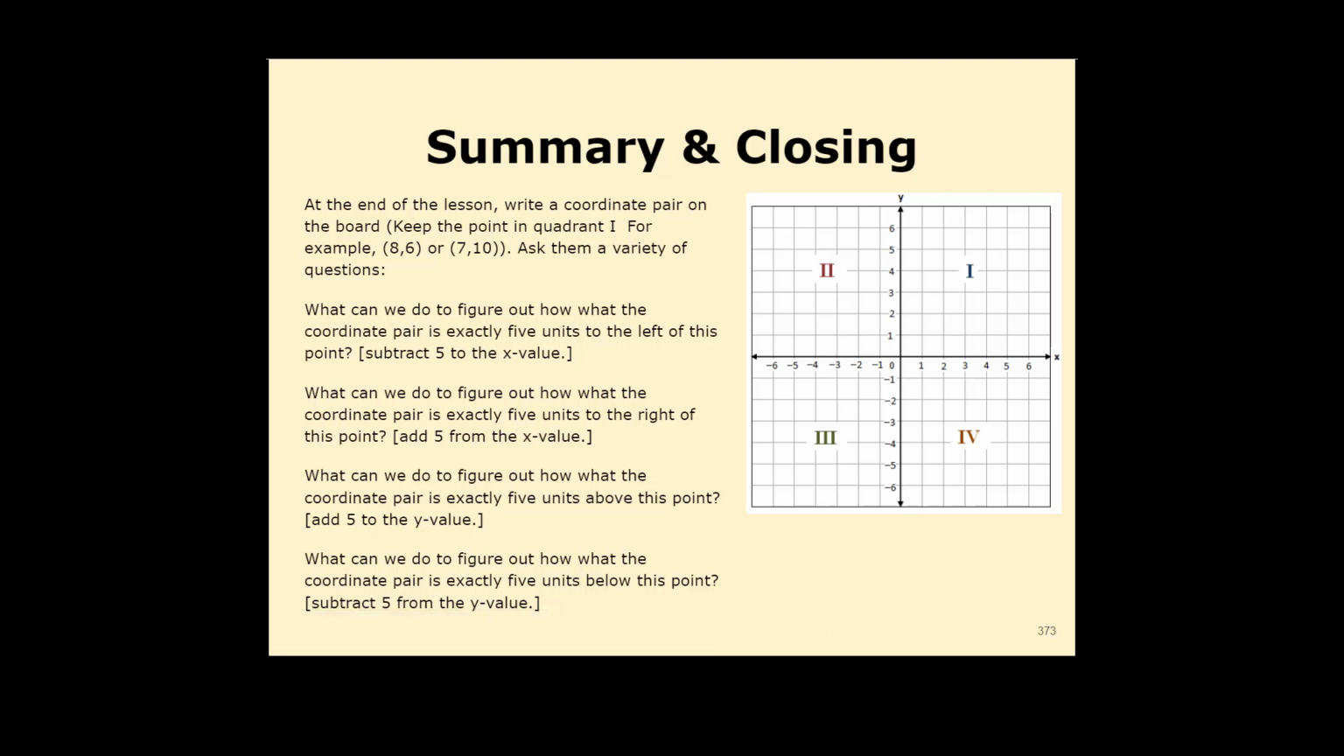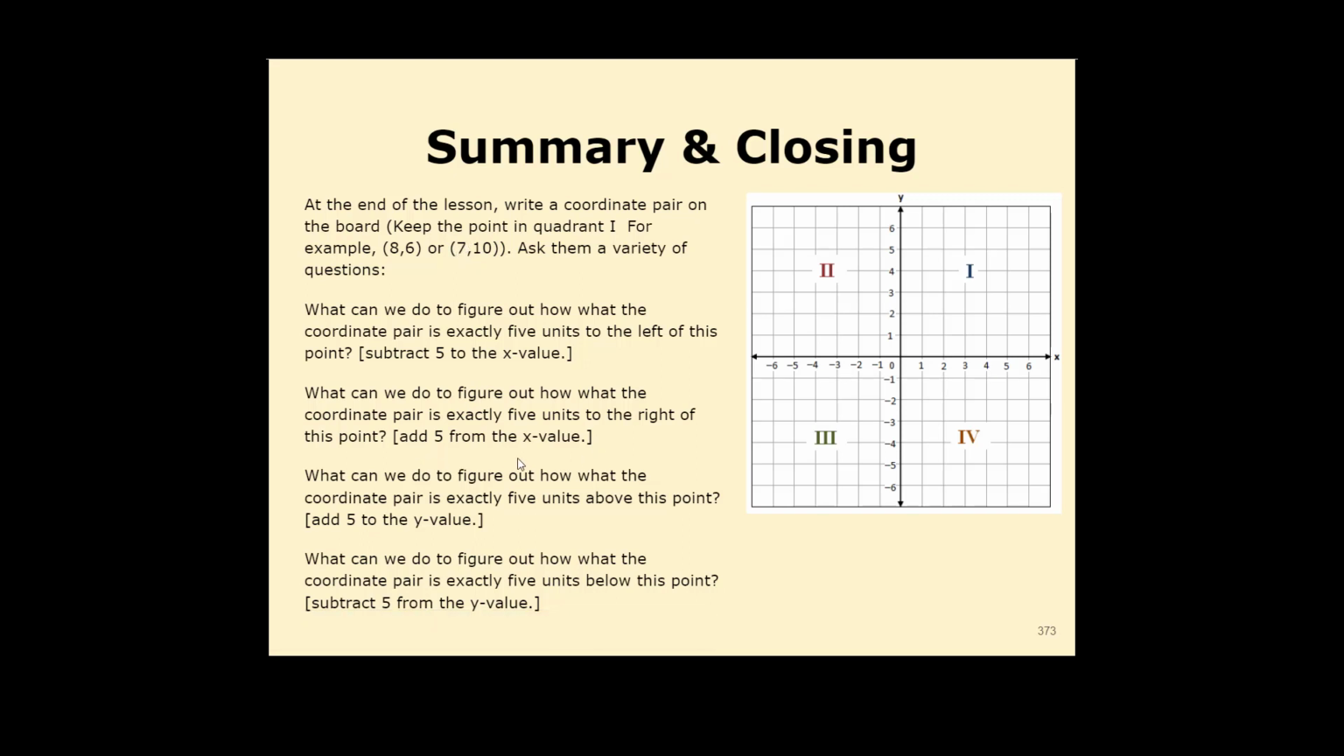So, for example, let's just say that I decided to use the point 7, 10. So 7, 10 is going to be over 7, up 10. So it's going to be up here. We can ask them questions like, if we wanted to figure out what coordinate pair is exactly 5 units to the left of this point, what would we do? And hopefully, some of them will be able to say, well, I would subtract 5 from the x value. So if my point is 7, 10, I would subtract 5 from 7.